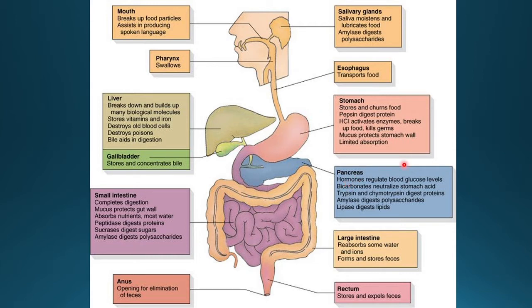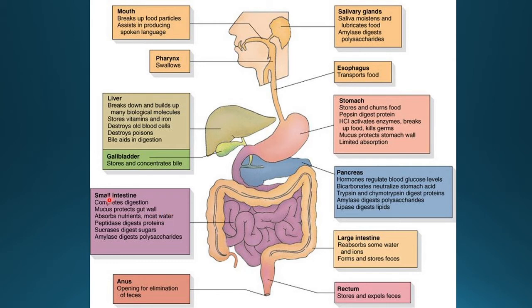So after the stomach, we know there is the pancreas. In the pancreas, hormones regulate blood glucose levels, bicarbonates neutralize stomach acids, trypsin and chymotrypsin digest proteins, amylase digests the carbohydrates, and lipase digests the lipids. So that is the procedure of the pancreas. And remember guys, the pancreas is the only organ where proteins, fats and carbohydrates are all broken down into simpler particles.